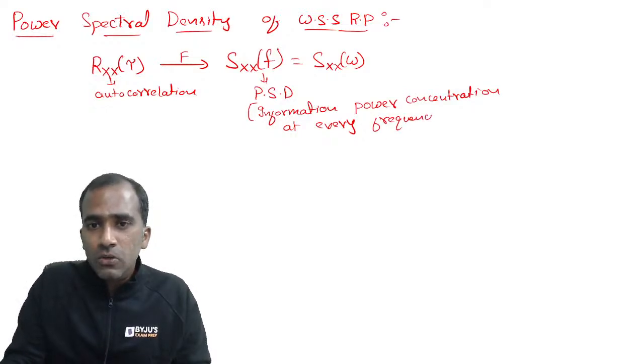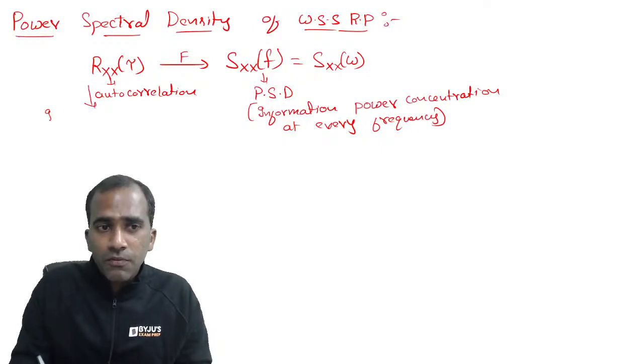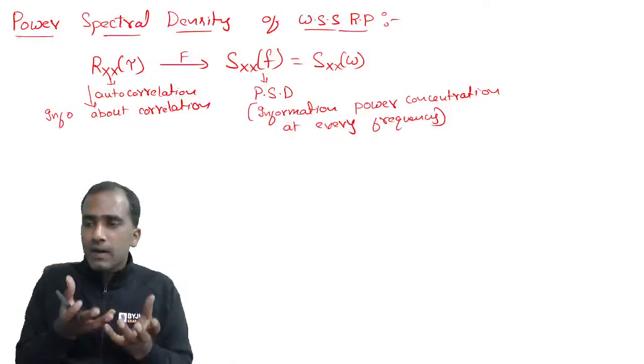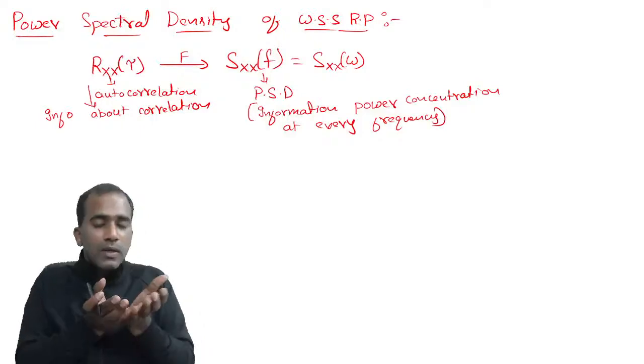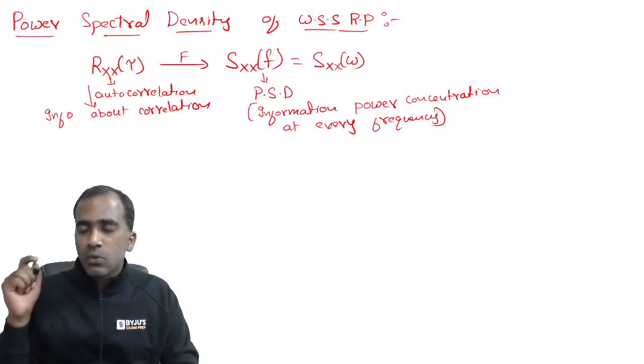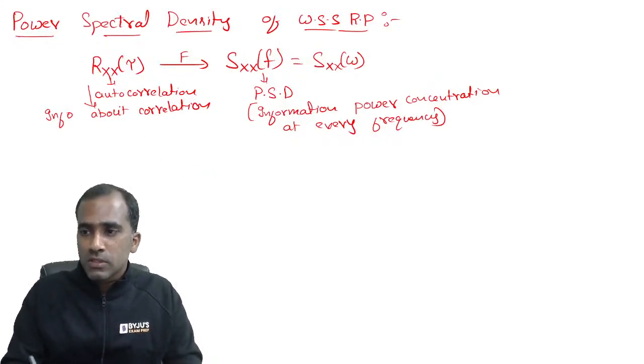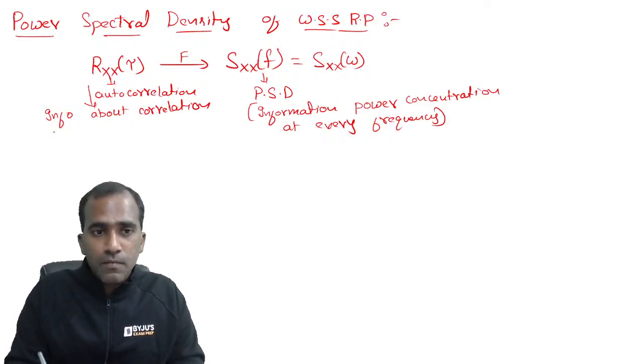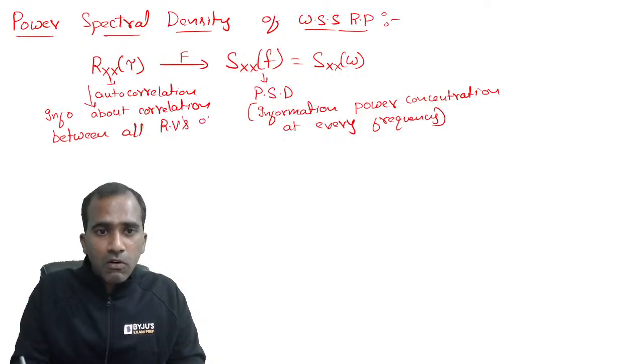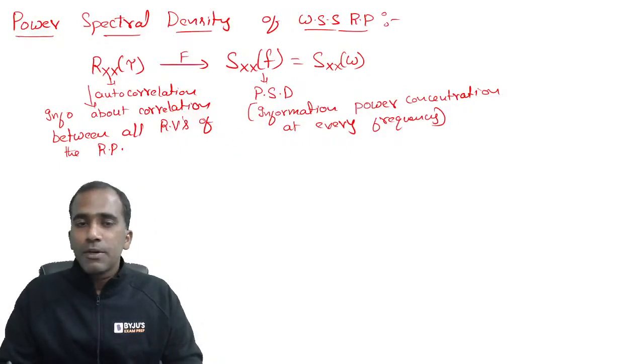And what information does the autocorrelation function have? It has info about the correlation between all random variables available in the random process. A random process has lots of random variables, no? Among these, what is the relation between all these different random variables? That correlation between all random variables of the random process is given by this function, the autocorrelation function. And there is a beautiful relation between these two. The Fourier transform of the autocorrelation function, if you take it, is power spectral density.